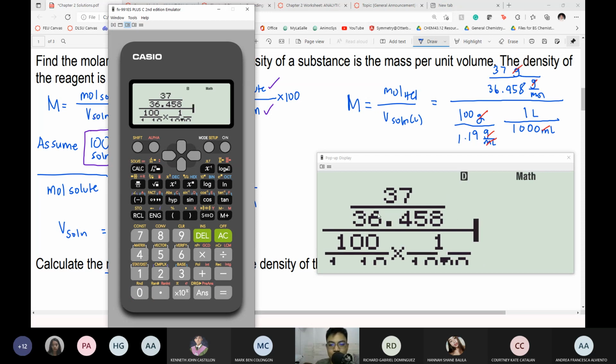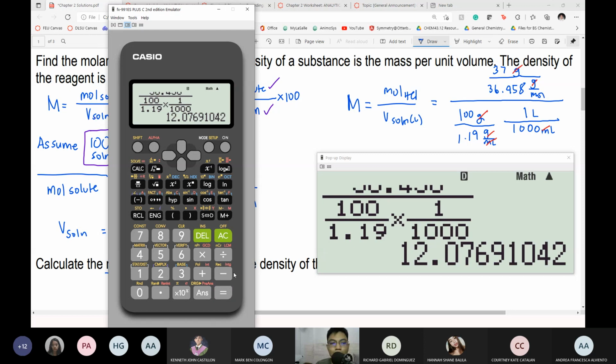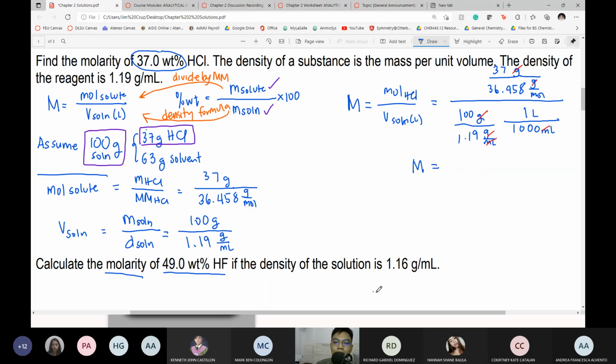So this is how your equation should look like. So 37 divided by 36.458 in the numerator. And in the denominator, that's 100 divided by 1.19 times 1 over 1000. So, what's the answer? Press equal sign. 12.0769. Okay? So, yun na yan. 12.0769. Okay, so that is the answer.